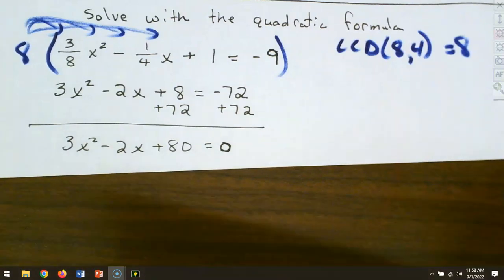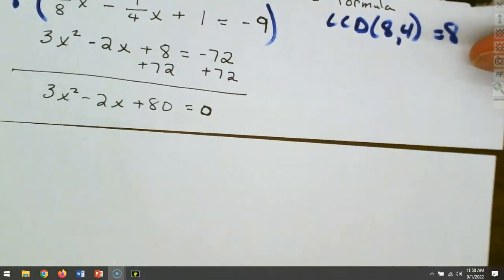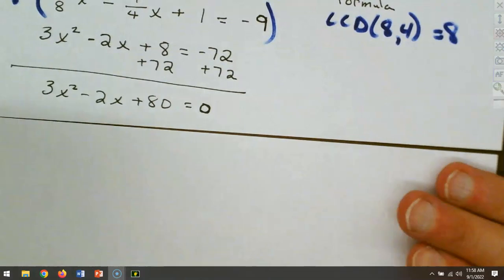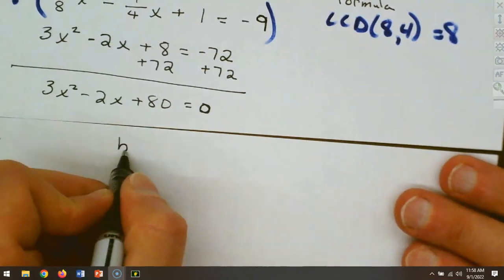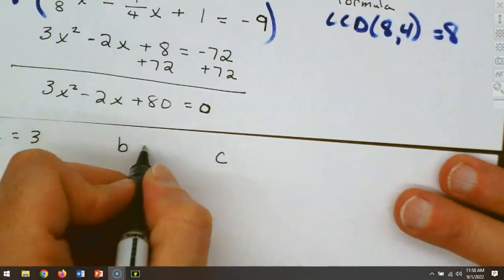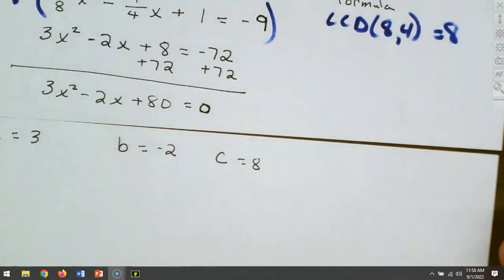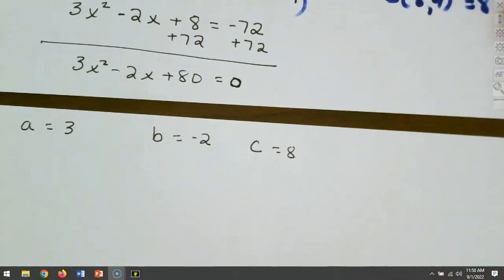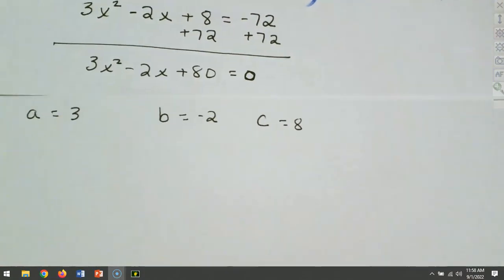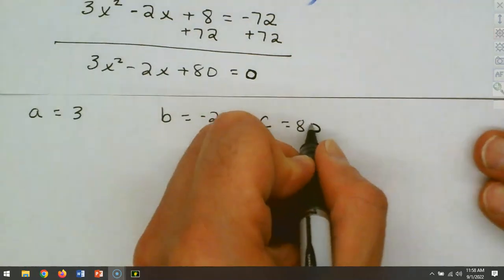Is it in the correct order? Yes, it is. We can now apply our quadratic formula, and we find our A, our B, and our C. In this case, A is 3, B is negative 2, and C is 80. Okay, so there we go. We've got our A, which is 3, B, which is negative 2, and C, which is 80. Right, not 8, should be 80 there.